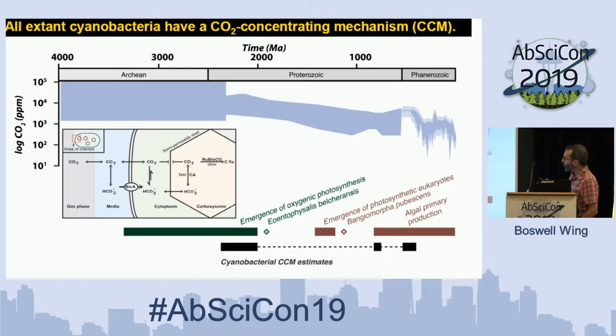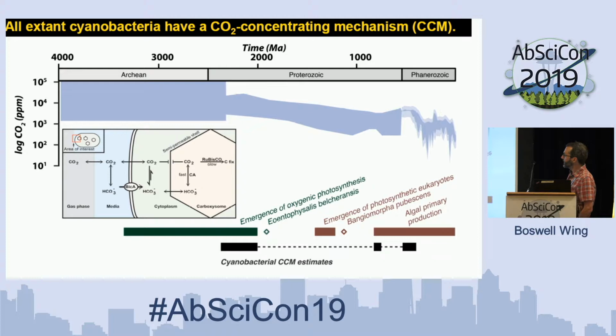So, one of the things that is a complicating factor in this is that all extant cyanobacteria have a CO2 concentrating mechanism. Probably the most famous bacterial organelle is known as the carboxysome. It's where cyanos today have their rubisco, have all their carbonic anhydrase. They bring in bicarb. It gets converted through the activity of carbonic anhydrase to carbon dioxide right at the site of carbon fixation.